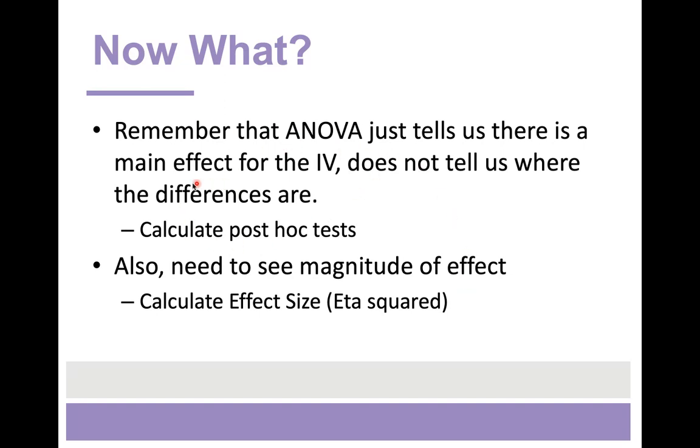This tells us that there's a main effect of the independent variable, but it doesn't tell us where that difference exists. Just like with a one-way ANOVA, we need to calculate post hoc tests, and we also need to calculate the magnitude of our effect size. So we're not quite done yet. Because this is significant, we have 2 more steps.